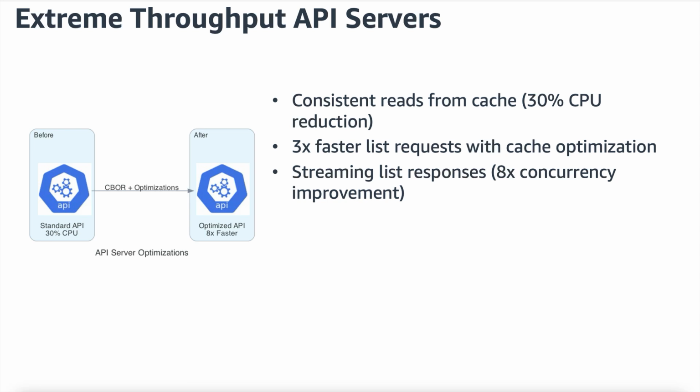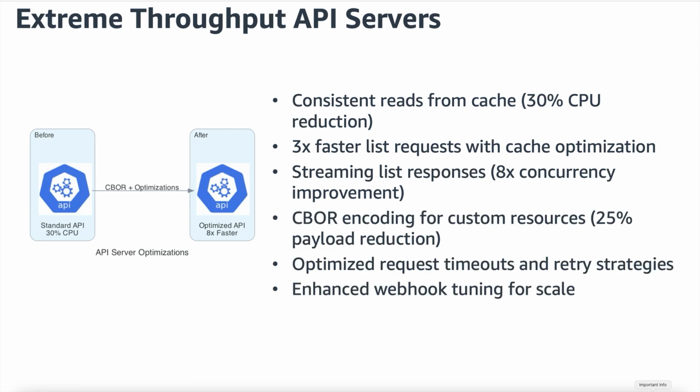Streaming list responses provide another significant improvement. Large clusters have large collections of objects, and listing them efficiently is critical for controllers that need entire collections for reconciliation. Streaming responses improve memory efficiency and increase list request concurrency by approximately 8 times by incrementally encoding and transmitting items rather than buffering entire collections. For custom resources extensively used by ML frameworks, concise binary object representation (CBOR) reduces payload size and serialization overhead by up to 25% compared to JSON encoding.